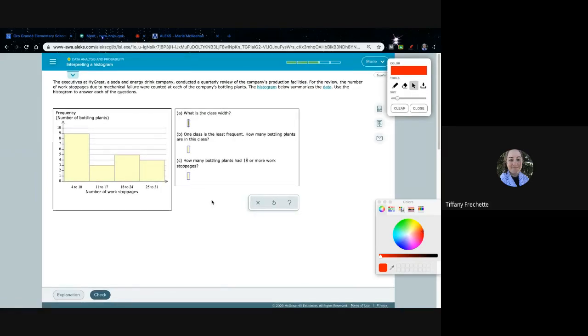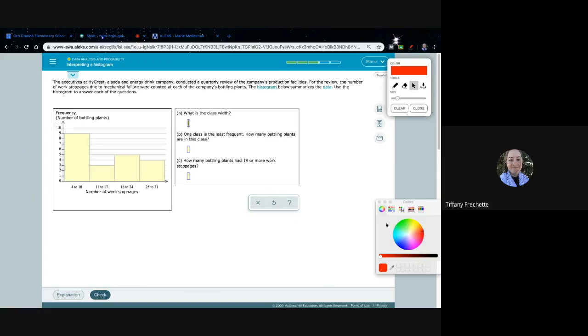The executives of High Grade, a soda and energy drink company, conducted a quarterly review of the company's production facilities. For the review, the number of work stoppages due to mechanical failure were counted at each of the company's bottling plants. The histogram below summarizes the data. Use the histogram to answer each of the questions.